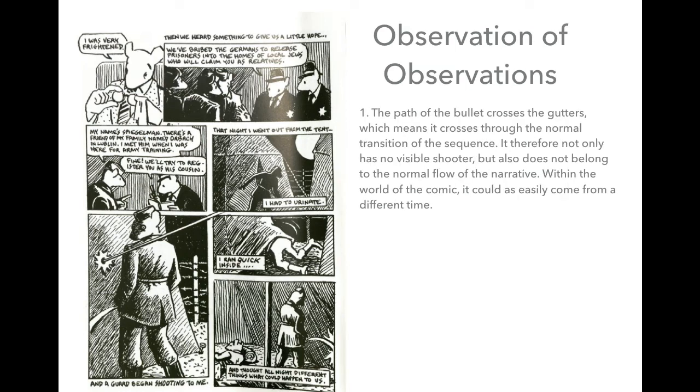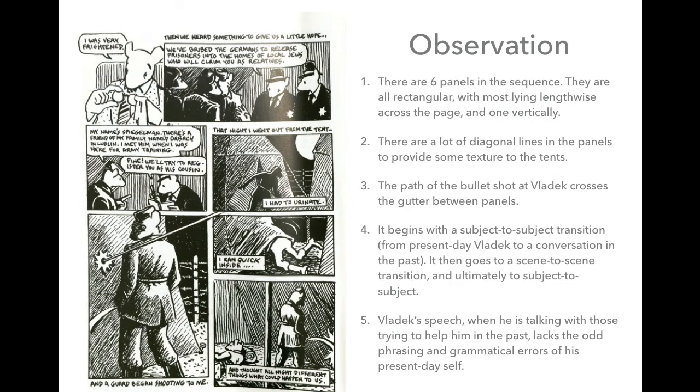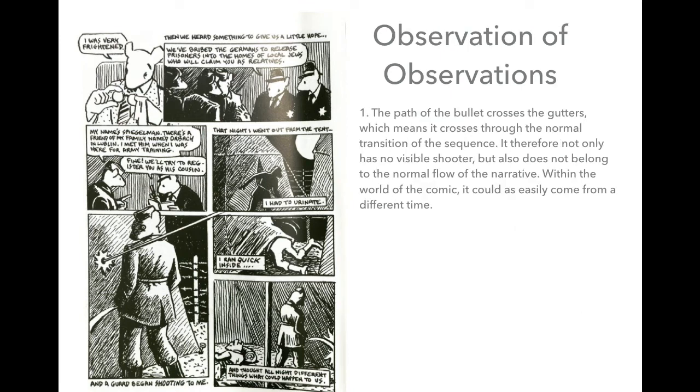Now, I'm going to put in something else called observation of observations. Okay, so this is just you pick one thing or a few things that really strike you. For me, for example, it's the bullet. It's coming across the gutter between panels, and that's a very, very unusual thing to do. It's even in just the world of this comic, it doesn't happen very much. Now, we don't even ask what it means yet. We're just observing something else about it. So it crosses the gutter.